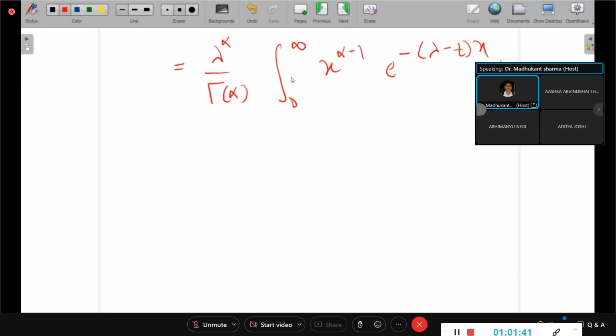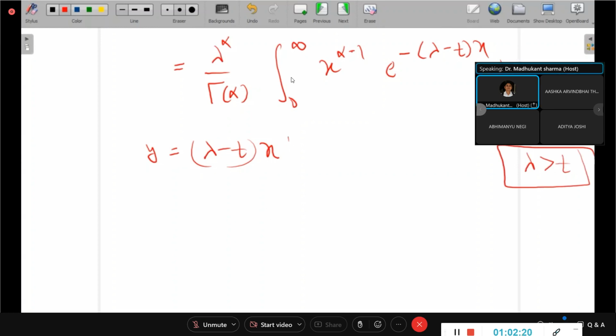Now what you do is substitute y equals lambda minus t times x. Here you are taking only the case where lambda minus t is positive, else the integrand will not be decreasing and the integral does not exist. So we are only considering the case when lambda is greater than t. Otherwise, this improper integral will diverge.